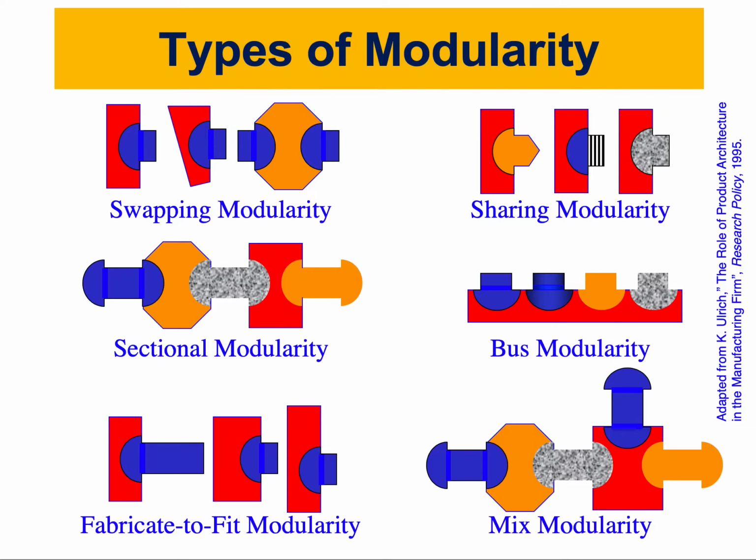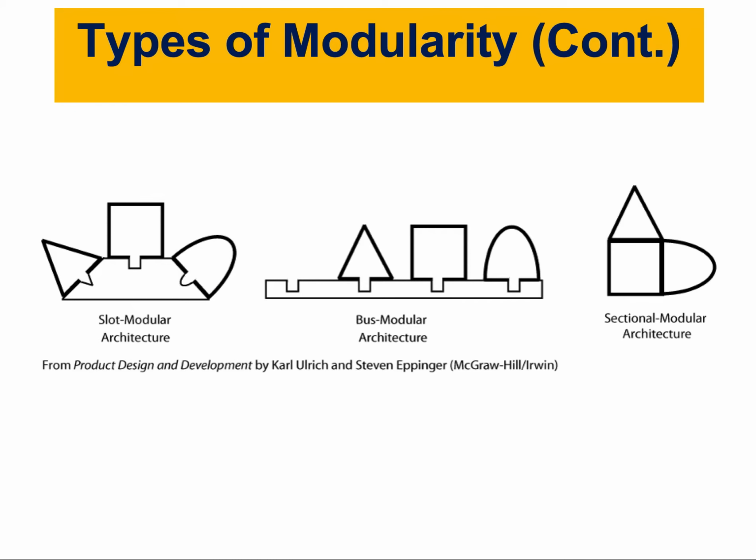To come to what types of modularities we have, if you look at the image that we are showing, there are different types of modularities available for this modular architecture. You can have something called swapping, something called bus, and something called section. So we have 6 of them shown from the textbook that we are using. We are going to focus our effort on 3 types of modularities that we're going to discuss in more detail, and those are the Slot-modular Architecture, the Bus-modular Architecture, and the Sectional Modular Architecture.